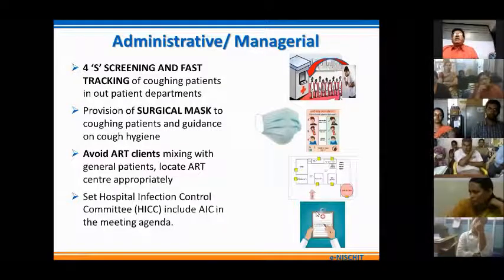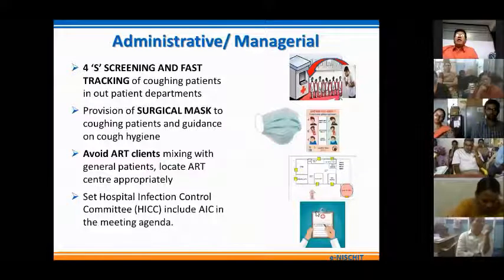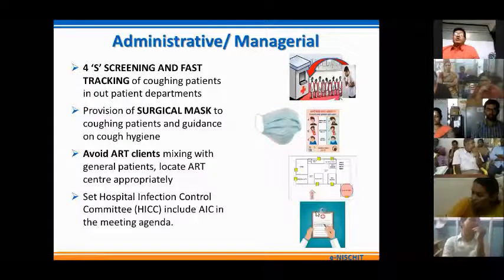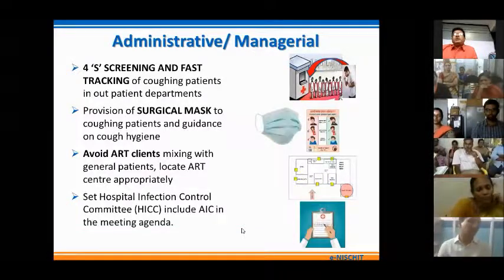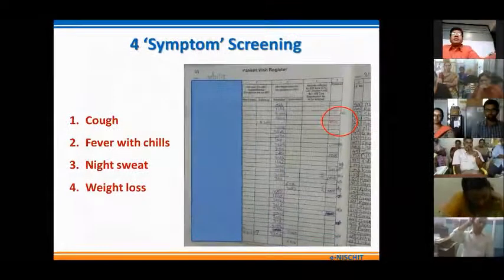And then in the administrative, one of the major important things is we'll have to set up an infection control committee, and within the infection control committee, we should see that the AIC is spoken about as an agenda point, so that there is focus on AIC also. All the hospitals have got an infection control committee. It's a mandatory requirement. So AIC should be included in those hospital agendas. Next slide, please.